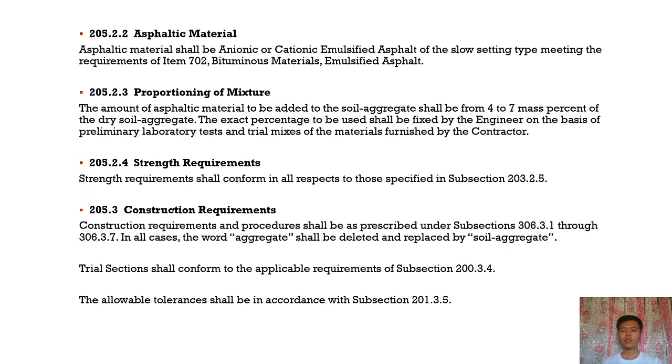So the purpose of trial sections is to check the suitability of the materials and the efficiency of the equipment and construction method. The allowable tolerances shall be in accordance with subsection 201.3.5. So allowable tolerances is for the aggregate subbase that will be compacted to provide a uniform layer and will conform to the design level and transverse slopes.